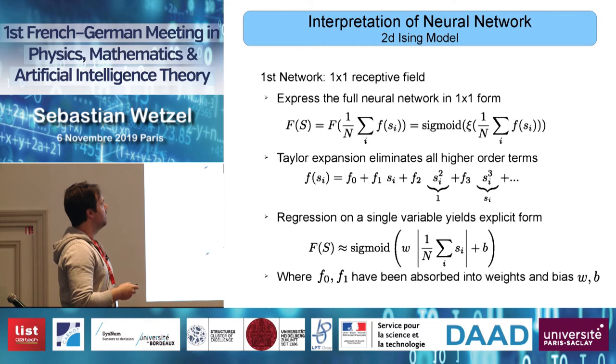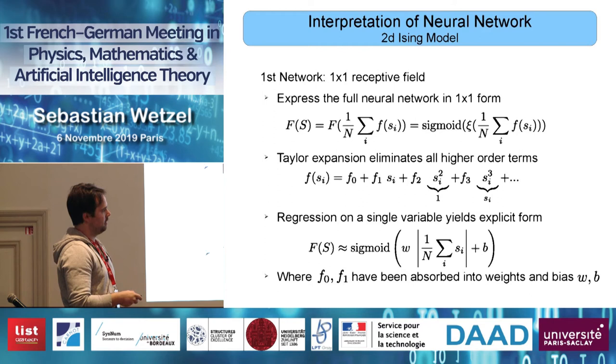If we perform a Taylor expansion of this function, we know that all the higher order terms can be reduced to lower order terms because spins can take on values minus 1 and 1. Spin squared always gives you 1. So all the higher order terms can be absorbed by lower order terms, so that we are only left with very few parameters. If we perform a regression on these parameters, we find that the neural network can be written as a sigmoid activation function times one weight and one bias times this quantity.